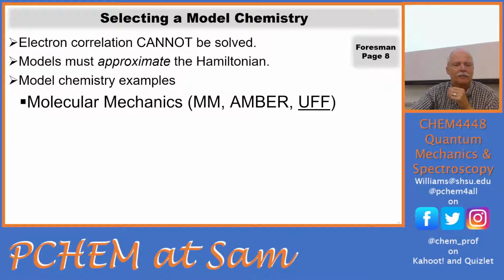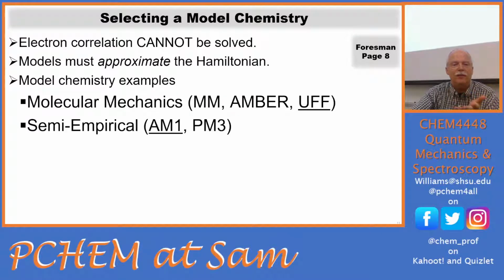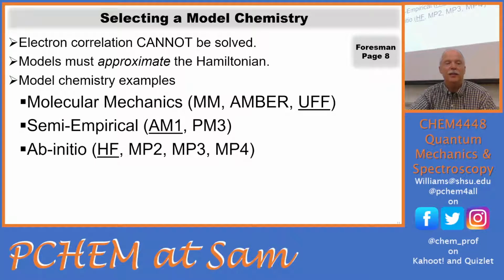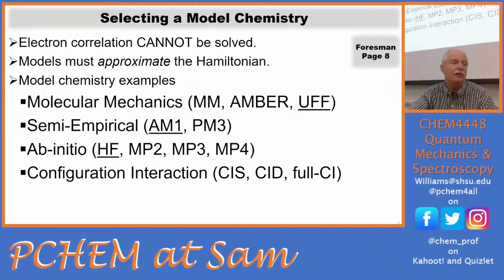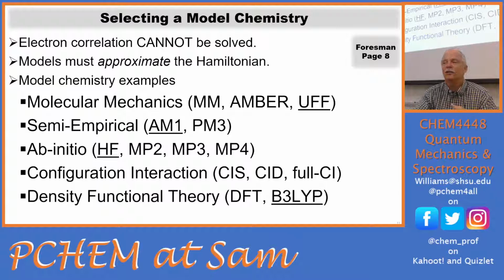And so we have different examples. We have molecular mechanics, semi-empirical, ab initio methods, configuration interaction, and density functional theory. I've underlined some of the ones that I use quite often. UFF stands for Universal Force Field, AM1 is Austin Method 1, HF is Hartree-Fock, and B3LYP is a density functional theory. So we'll go through all of these different types of calculations.